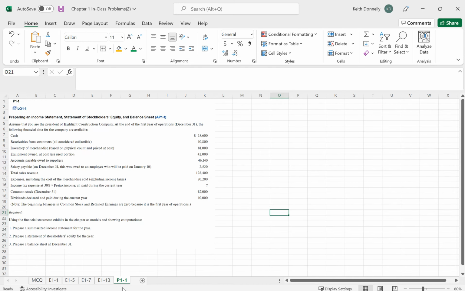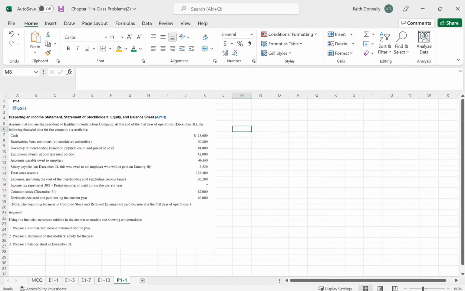Finally here, we're going to do problem 1-1. I'll go through and I can give you the answers for these quickly at the end. But what they're doing here is they're giving us a bunch of information and they're saying, hey, can you please prepare an income statement, a statement of stockholders' equity, and a balance sheet.